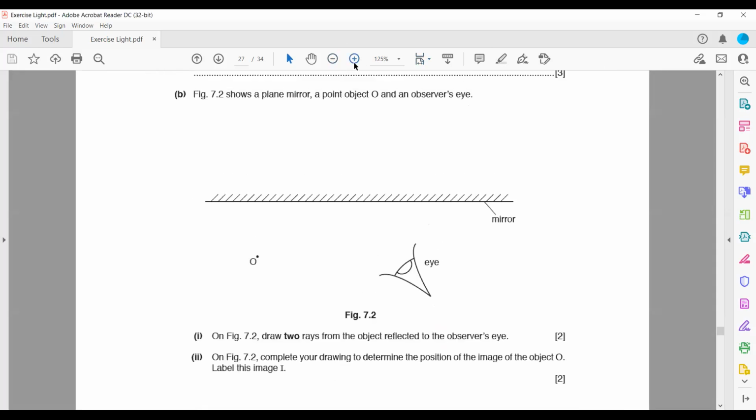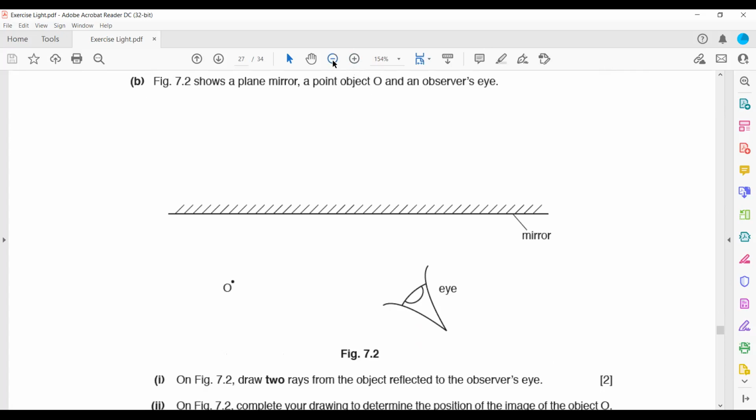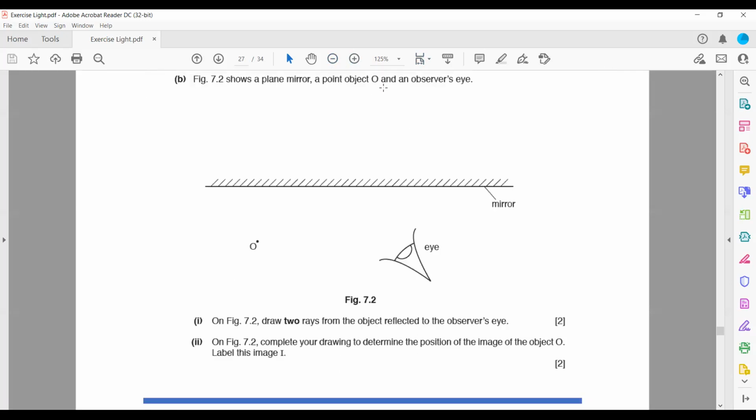Now the next one: Figure 7.2 shows a plane mirror. An object O and an observer I are there. On the figure, draw two rays from the object and reflect them to the observer I. So we have to draw two rays from the object which strike the mirror surface and bounce back to the eye. Then on Figure 7.2, complete your diagram to determine the position.